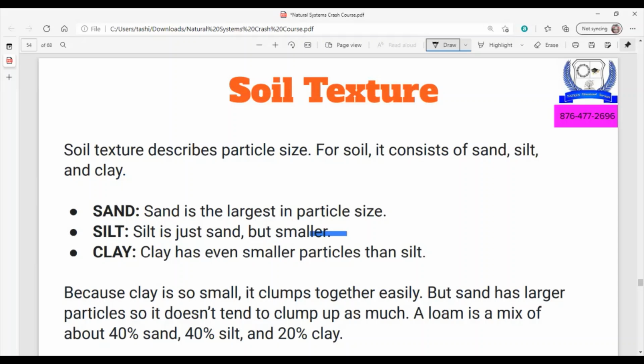Loam is what we enjoy for planting in. Farmers would prefer to plant in loam. It has about 40% sand, 40% silt, and 20% clay. So it gives you a very good mixture of all of these particle sizes together, so it can allow for your plants to grow properly.